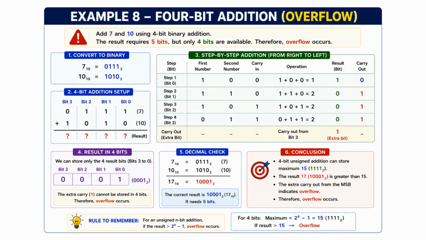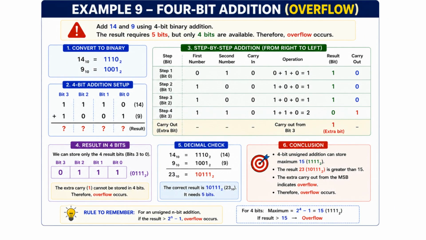Notice, the answer requires 5 bits, but the register has room for only 4 bits. Only the rightmost 4 bits can be stored. The extra one, on the left, cannot fit inside the register. This extra bit is called the carryout, and it indicates overflow. Remember, a 4-bit unsigned register can store values only from 0 to 15. Since 17 is greater than 15, overflow occurs. Let's look at our final example of overflow.